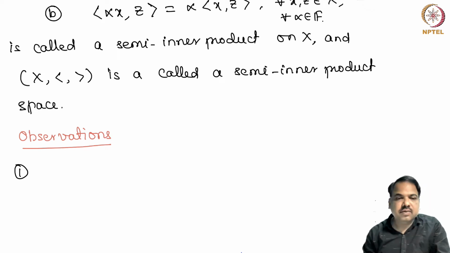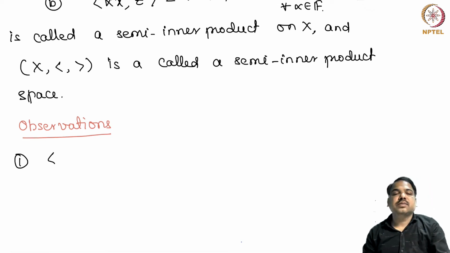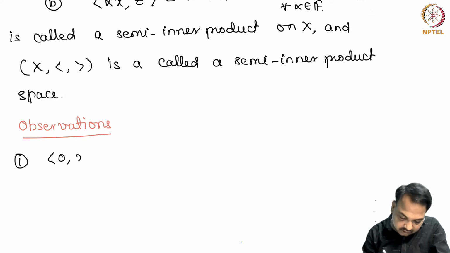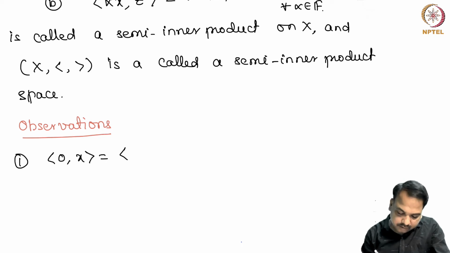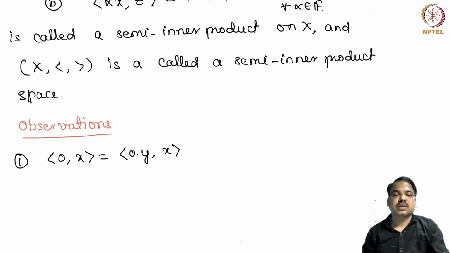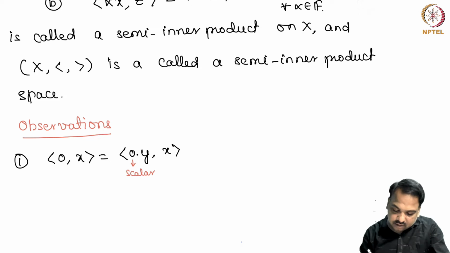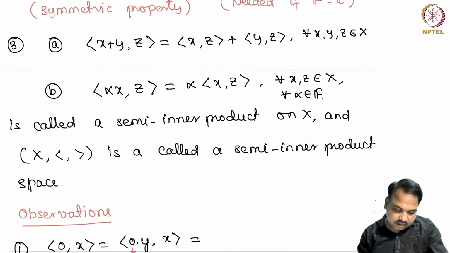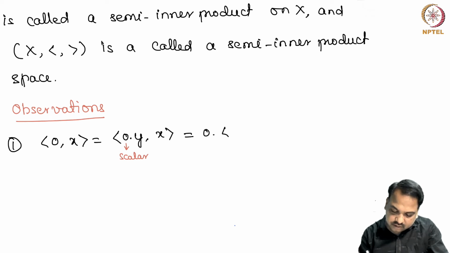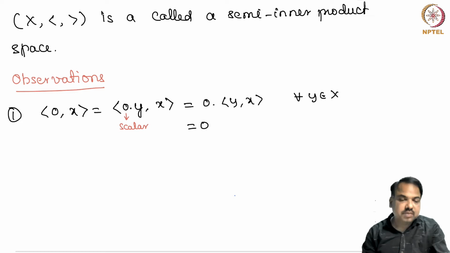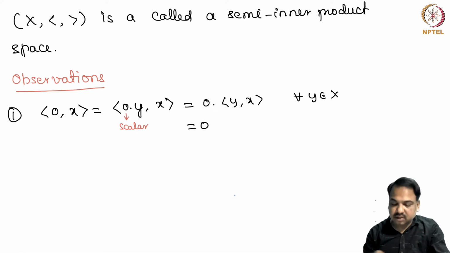The first one is, if you take a vector x and take the 0 vector, since X is a vector space, it contains the 0 vector. Now look at the semi-inner product of the 0 vector with x. This can be written as 0 multiplied by any vector y, take the semi-inner product with x. So here this is a scalar, you take alpha to be 0. Now 0 into y is 0, that is a vector. Now by axiom 3b, this is 0 times the semi-inner product of y with x, so this is 0. This is true for every y in X. That means if you take the semi-inner product of 0 with x, that should be 0.